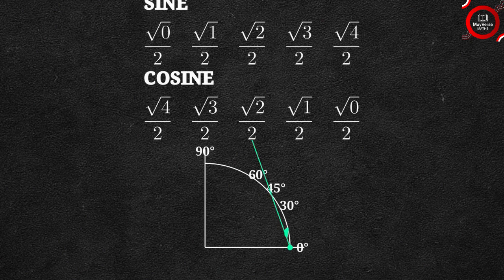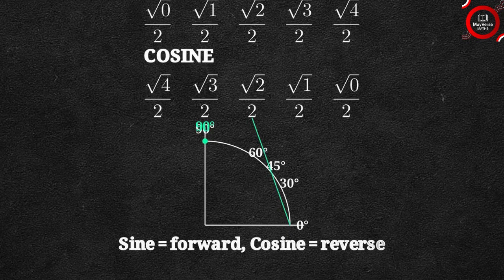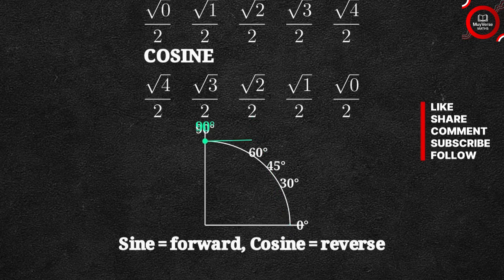Memorization tip: sine is the forward list, cosine is the reverse list. If you remember the square roots from 0 to 4, you can recall every special angle value in seconds. Great for fast exam recall.